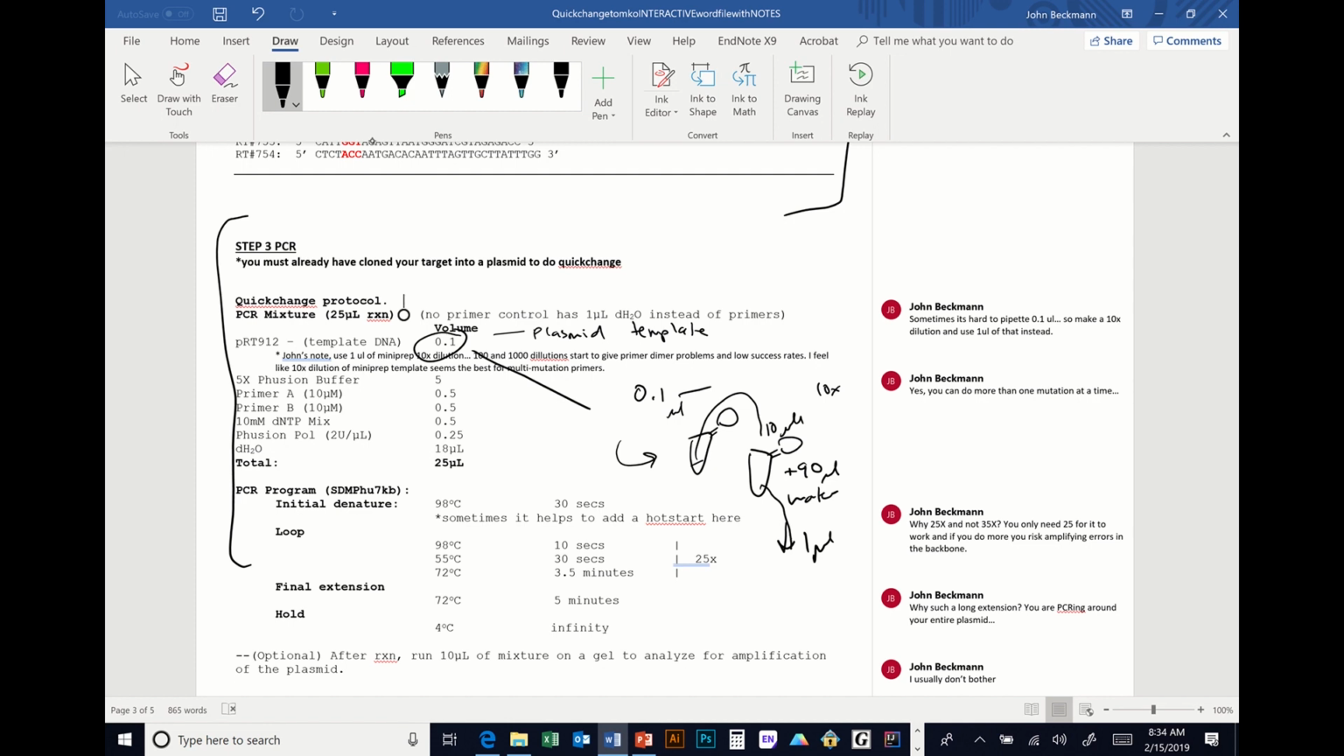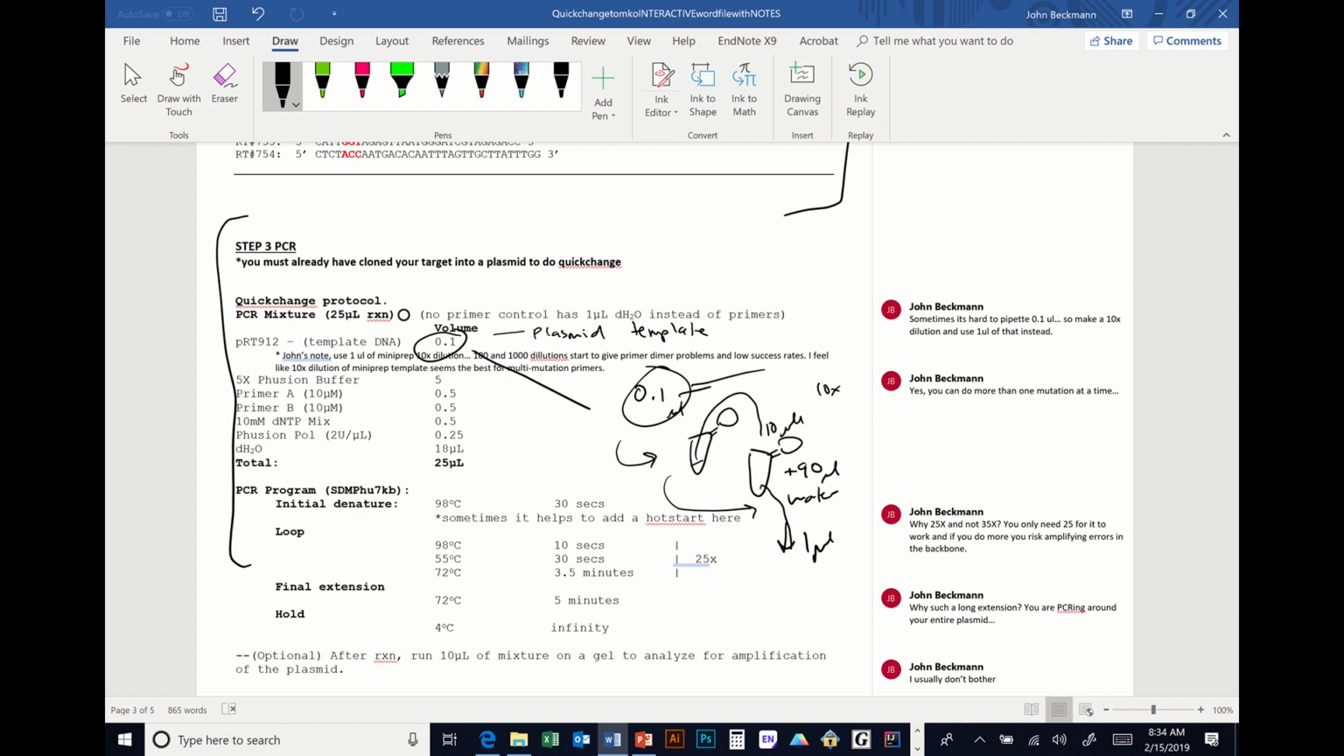Oftentimes if you see "pipette 0.1 microliter," nobody's saying actually pipette 0.1 microliter. Nobody does that. You make a dilution and then you pipette. The higher volume you use, the more accurate your pipetting technique is. So it's very, very inaccurate to try to pipette 0.1. You make a dilution and then you pipette 1 microliter of your dilution.